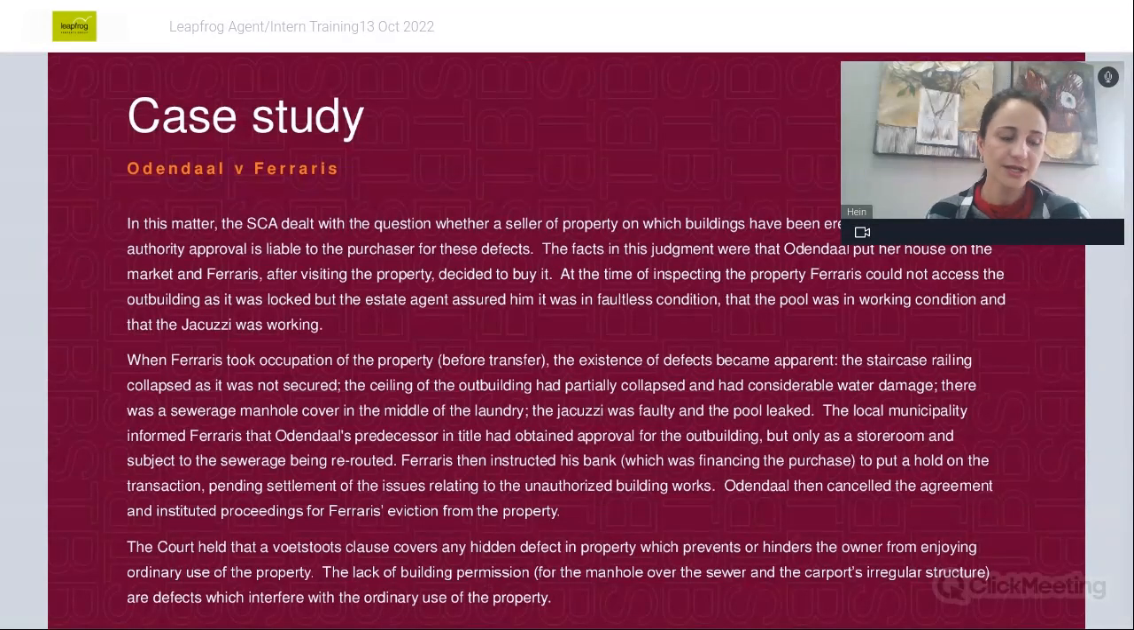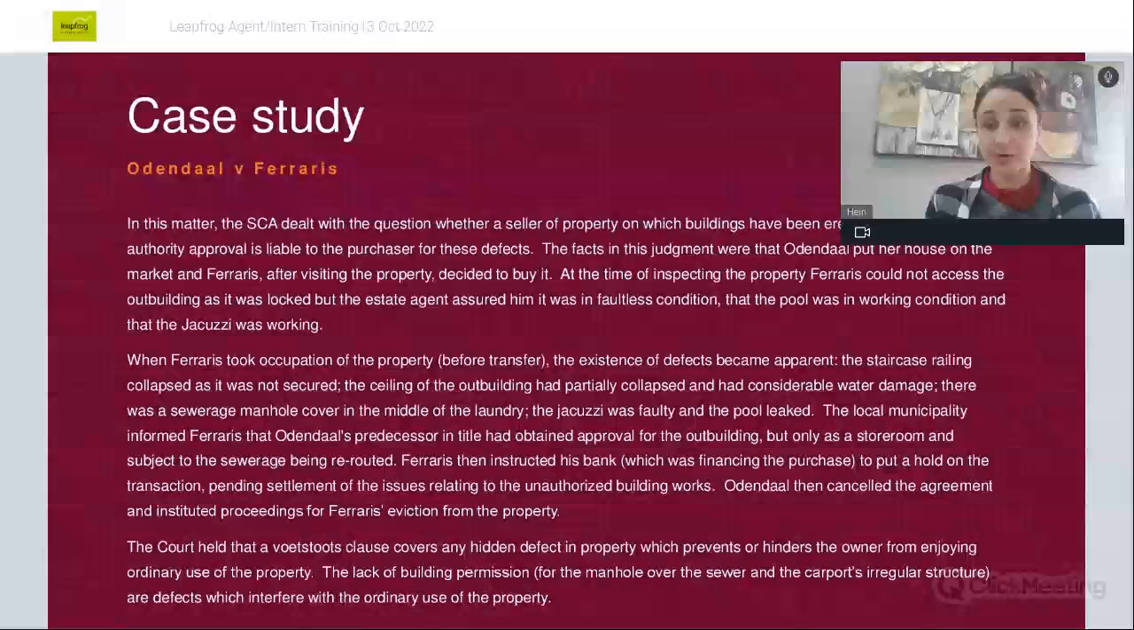At the back, where there was the laundry room, was actually constructed over a sewer line with a big manhole in the middle. It's something you actually can't believe, but that's the truth. The pool was leaking, the jacuzzi wasn't working, every single thing went wrong regarding that outbuilding. So it was a huge issue.